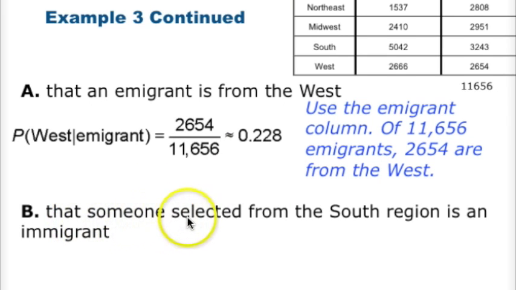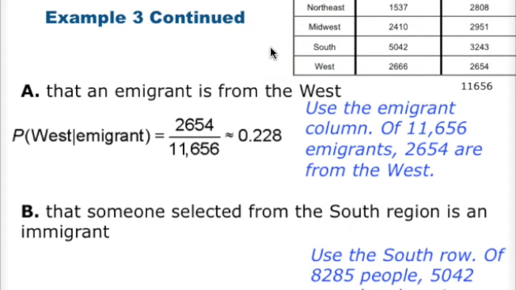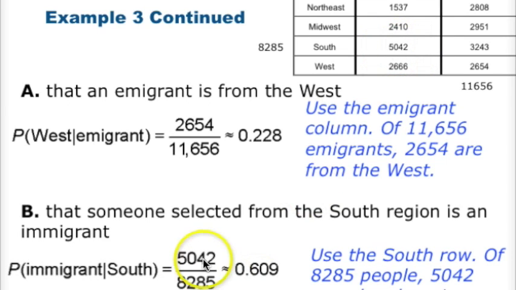Now, what's the probability that someone selected from the South region is an immigrant, with an I here? Okay, so we're talking about the South region. We're going to need to add up how many people total are South. Okay, and this row here adds to 8,285. And of those, we're going to use the number from the immigrants with an I category. And dividing those two gives us 0.609, or about a 61% chance.